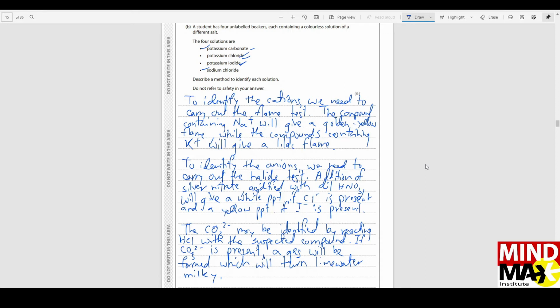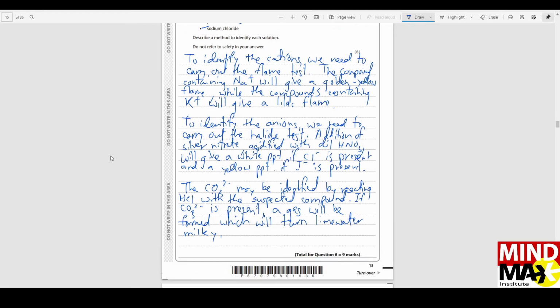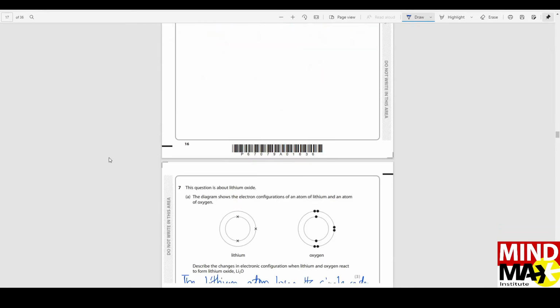The only thing that's left is the carbonate, and the carbonate is a non-halide test. You have to basically test the carbonate using acid. Any acid reacting with any carbonate will always give you carbon dioxide gas. So if you wish to identify the carbonate, you add acid to it, and if you get a gas which turns lime water milky, that means carbonate is present. The gas which turns lime water milky is carbon dioxide, which you can only get if you have a carbonate reacting with an acid.